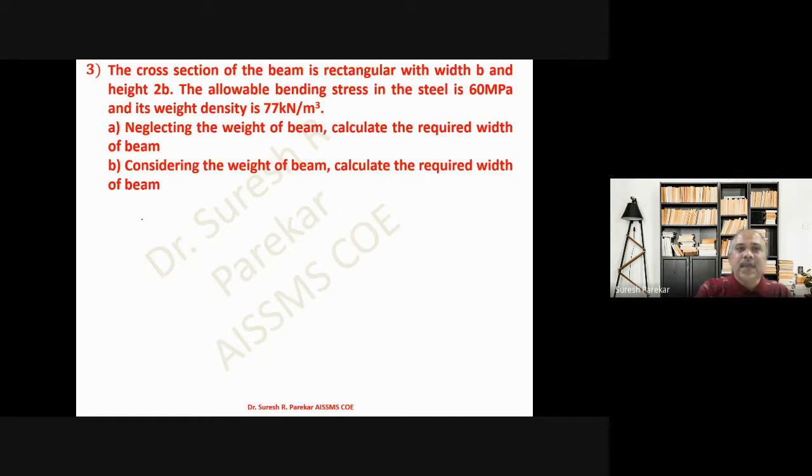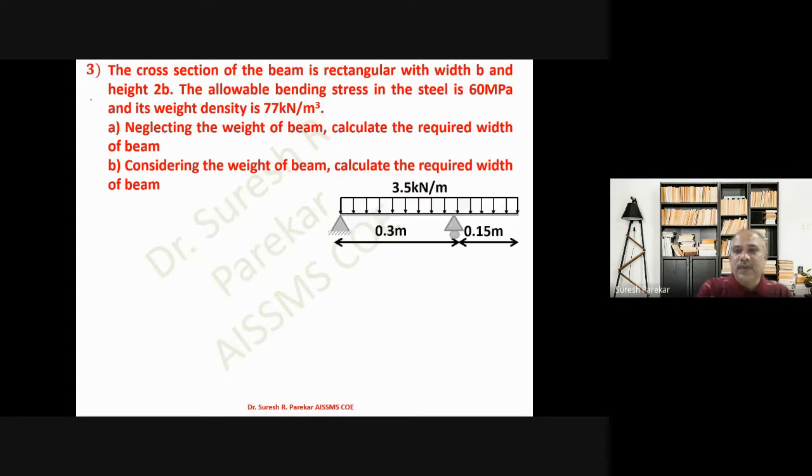And then third, we have the cross section of the beam is rectangular with width B and height 2B. So now you can see we have the allowable bending stress given. That is 60 MPa, and density is 77. Neglecting weight of beam, calculate required width of beam. Also considering the weight of the beam, calculate required width of the beam. So first case we will have with this.